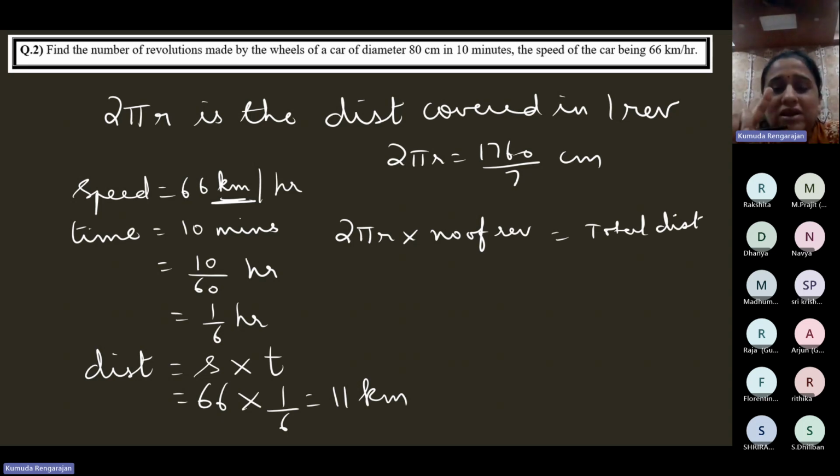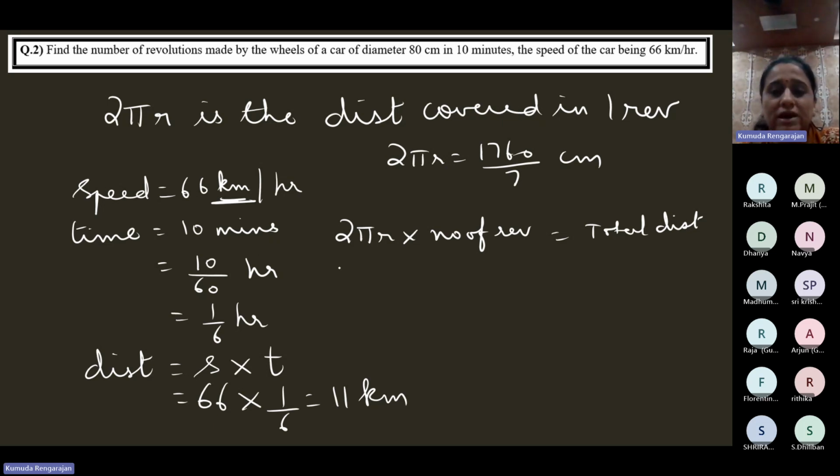You can also understand like this. What is the distance covered in one revolution? 2 pi r into the number of revolutions. That will give you the total distance covered. The total distance covered by the wheel will be the distance covered by the wheel in one revolution into the number of revolutions the wheel makes. So 2 pi r into number of revolutions is equal to the total distance covered.